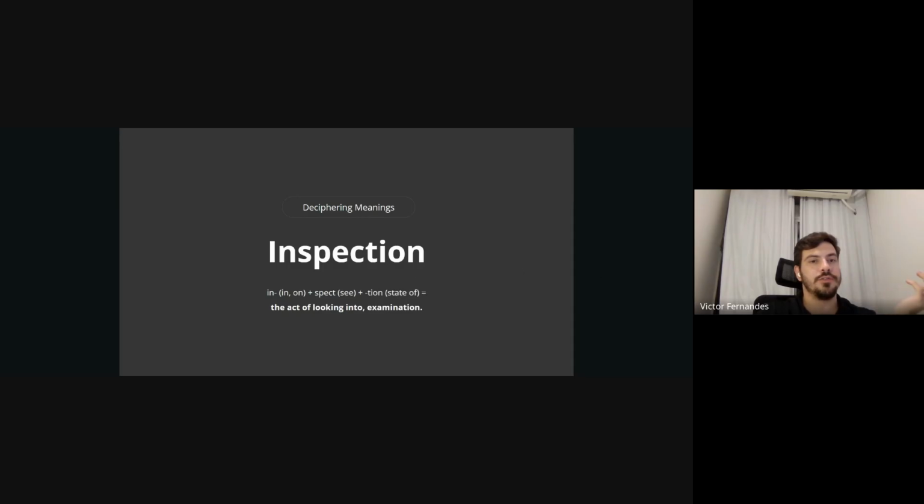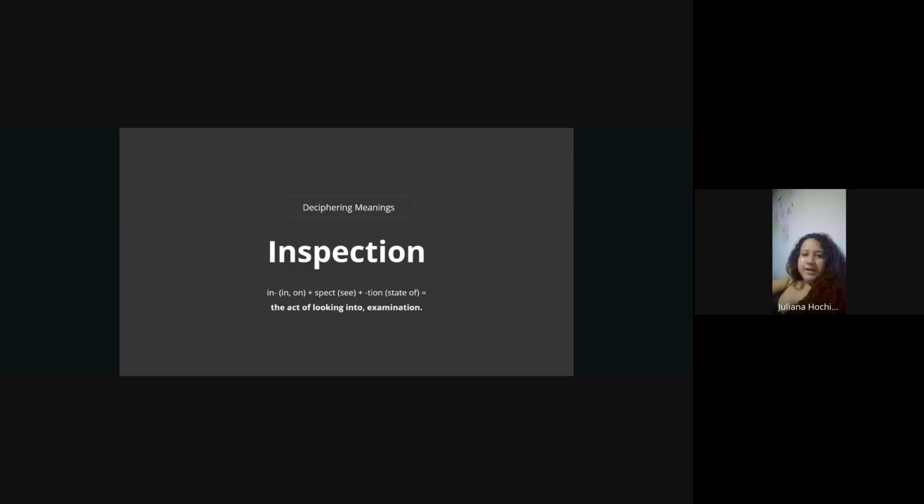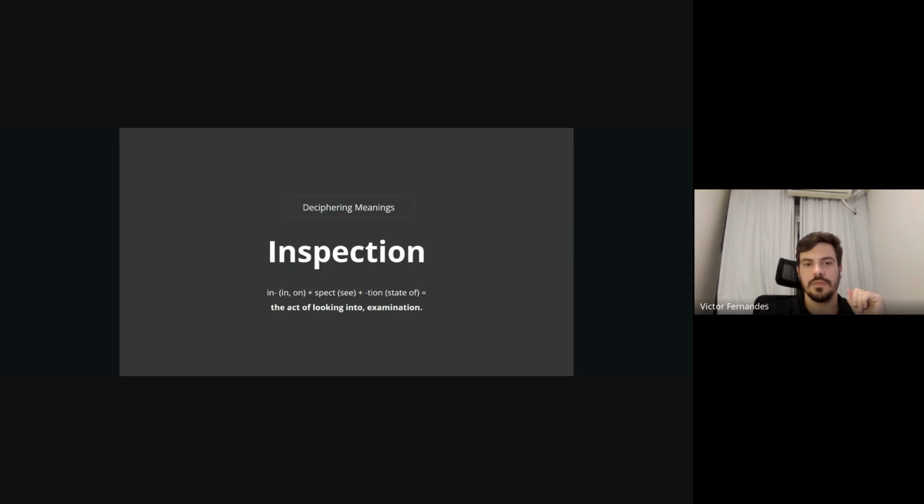And in the case of inspection, you have the action of seeing something inside, looking in. So it's an examination, which is another word that contains shun inside. Nobody uses words like spect or section alone, so sometimes we need a prefix and a suffix to make it work.